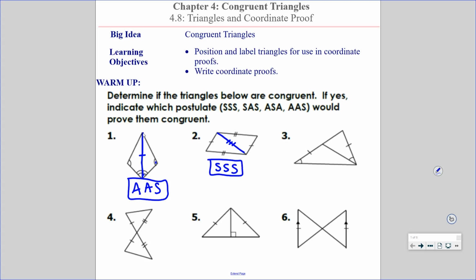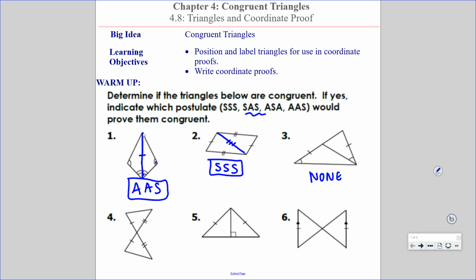In number three, we have another shared side. However, if I want to use side, it has to be the included angle, and it is over here, but it's not over here. So they're showing me that two different angles are congruent, so that one was actually none.